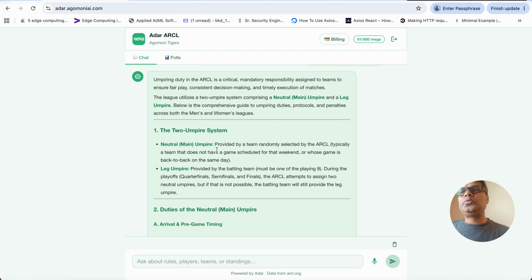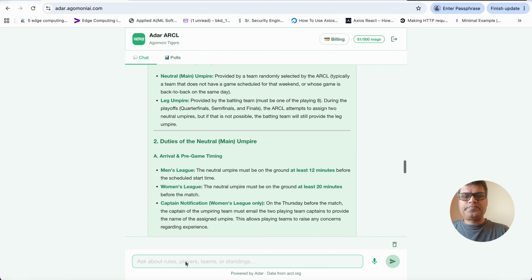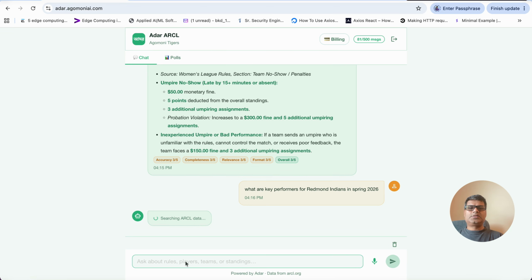Then I wanted to go to another angle. Say, for example, the player is interested in the stats or wants to see the key performers of the other team. I'm asking, what are key performers for Redmond Indians in spring 26? I just asked a question. Say I'm going to play against the Redmond Indians in the next games, then I can ask this question.